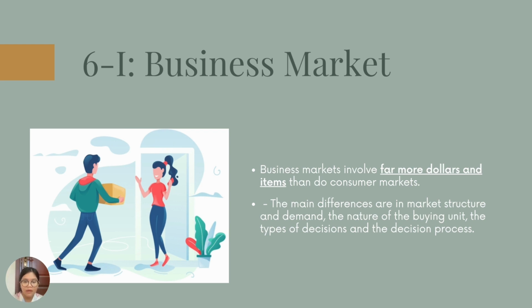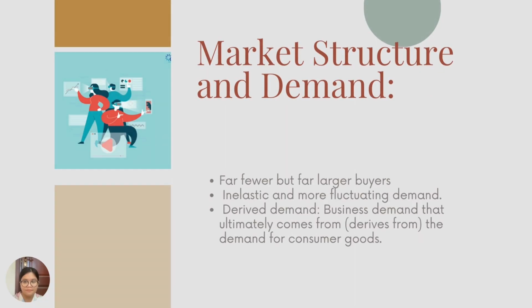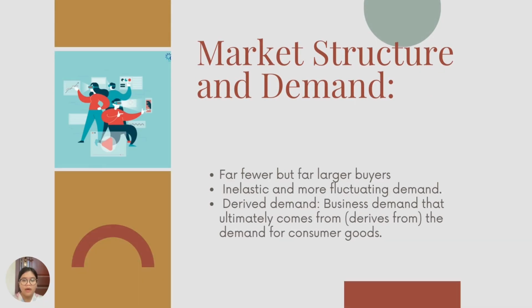The main differences are in market structure and demand, the nature of the buying unit, the type of decision, and the decision process. We will talk about market structure and demand. The business marketer normally deals with far fewer but far larger buyers than the consumer marketer does.